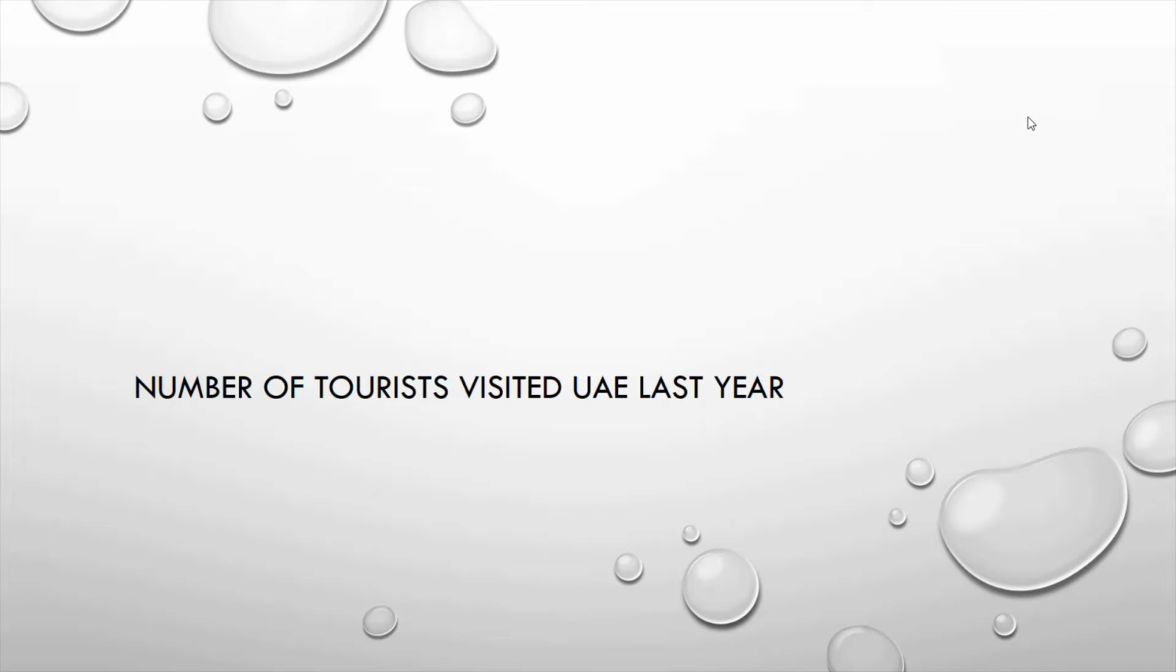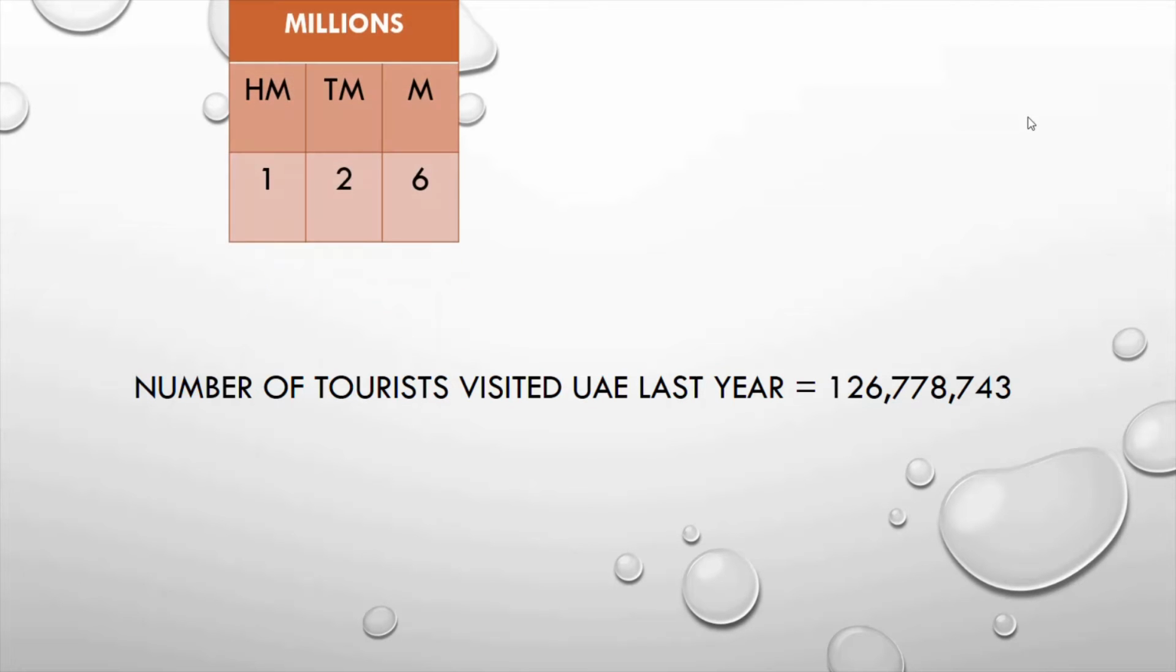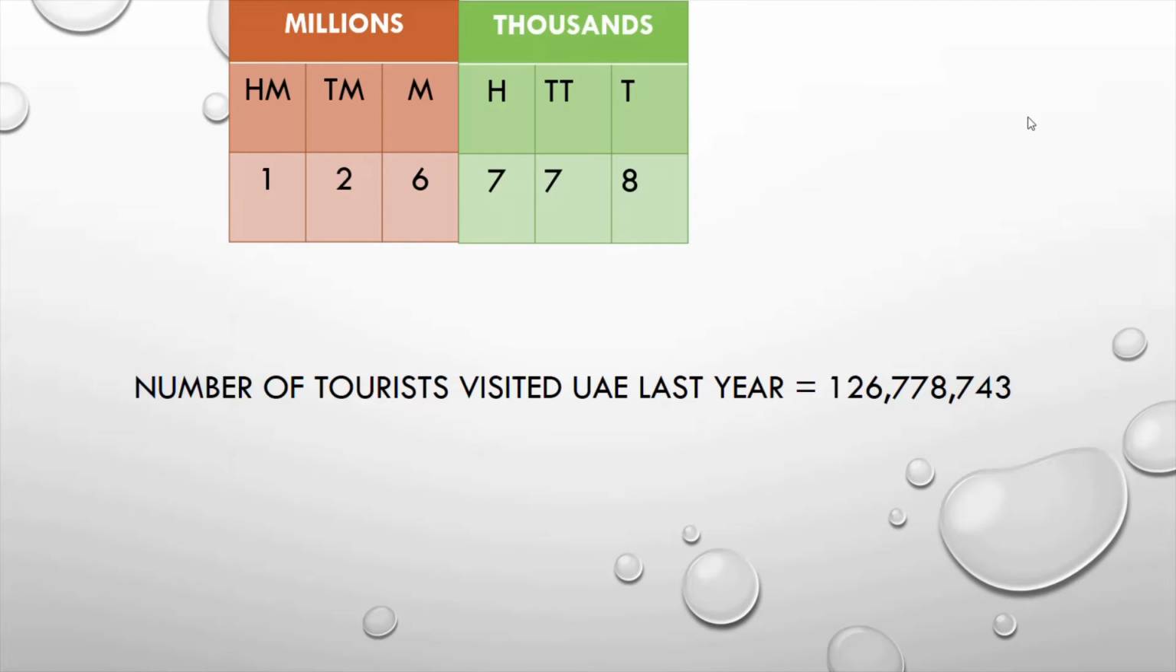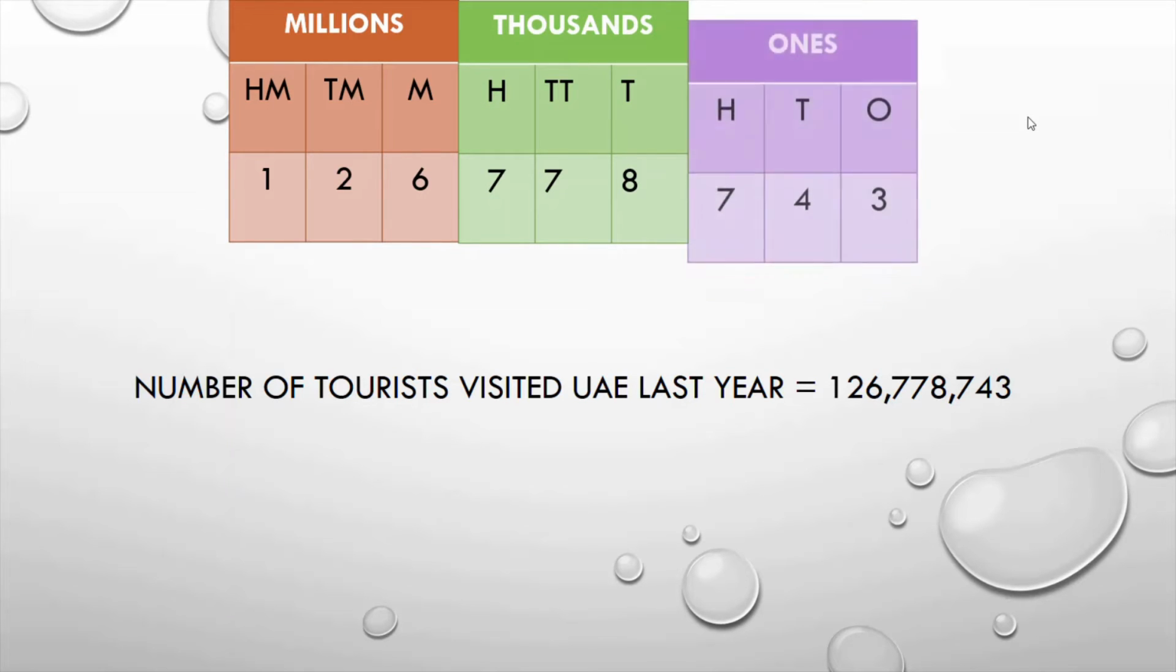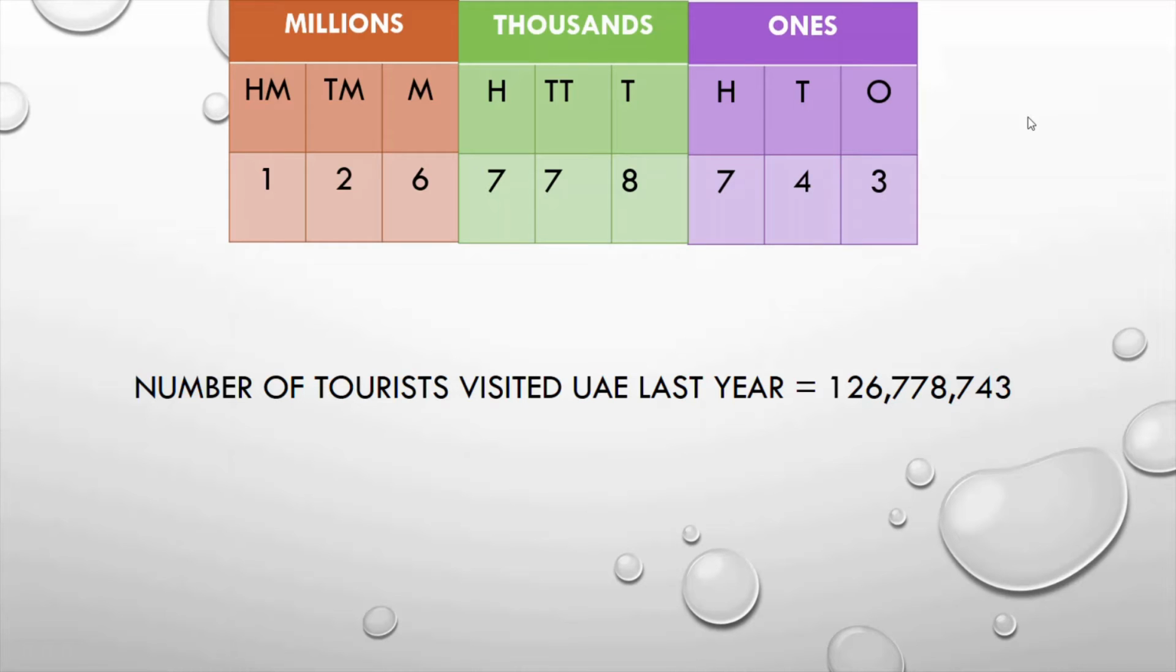To understand this system, let's take an example. The number of tourists who visited last year. To write the number in words, we need to place the digits in the correct position from left to right. Thus, the number will be read as 126,778,743.